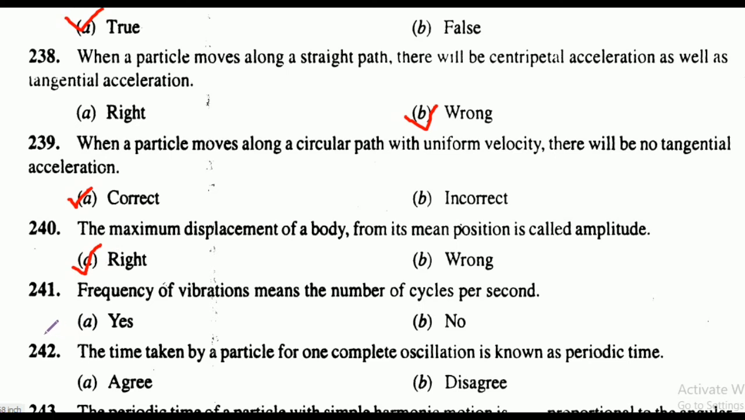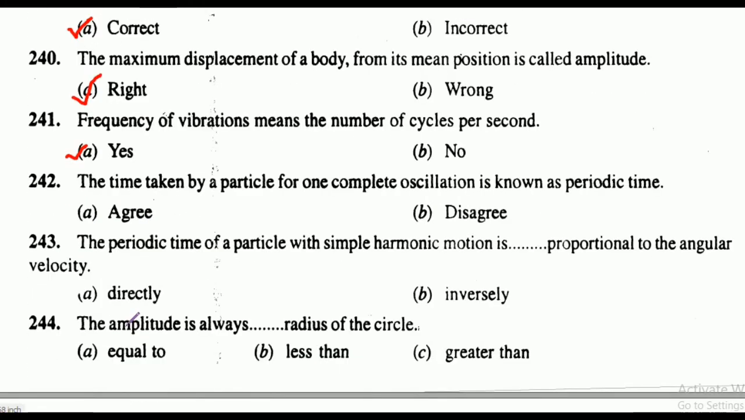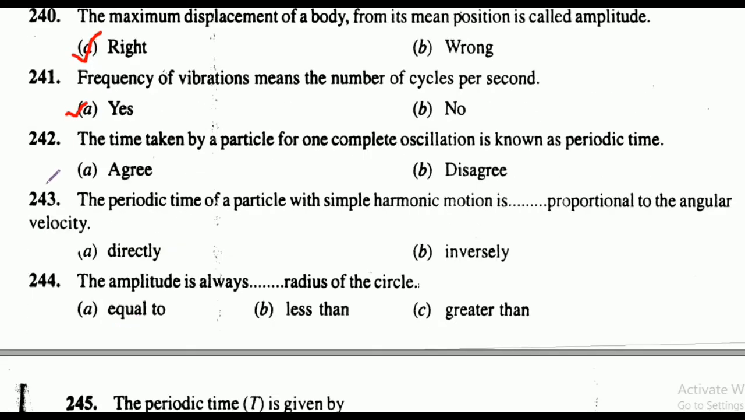Next is question 241. Frequency of vibration means the number of cycles per second. Here, yes or no? Then it is yes, it is true. Next is question 242. The time taken by a particle for one complete oscillation is known as periodic time. Agree or disagree? So here friends, answer A is the correct answer, that is agree.